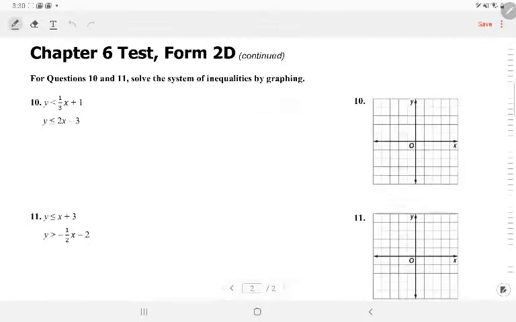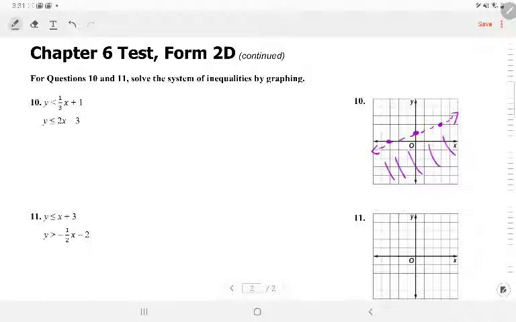So number 10 says for question 10 and 11, solve the system equations by graphing. So we're going to graph. All right, so on the number 10, we know that the y-intercept is going to be positive 1. So it's going to be right here. And then I have a slope of 1/3. So up 1, 2, 3, over 3. Okay, it's going to be a dotted line. All right, and it's going to be shaded down here, okay?